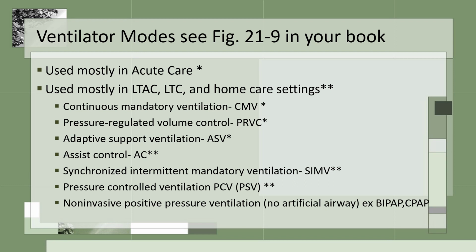Number 5 is synchronized intermittent mandatory ventilation, or SIMV. It delivers a preset volume and rate to the patient, but also allows the patient to take breaths on their own rate and volume. This is often used for weaning. It shows respiratory therapists how well the patient is going to breathe independently. There's a very low risk of hyperventilation and air trapping with this mode. The rate guarantees a minimum number of breaths to the patient.